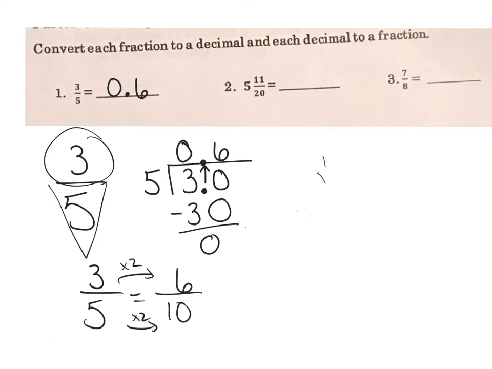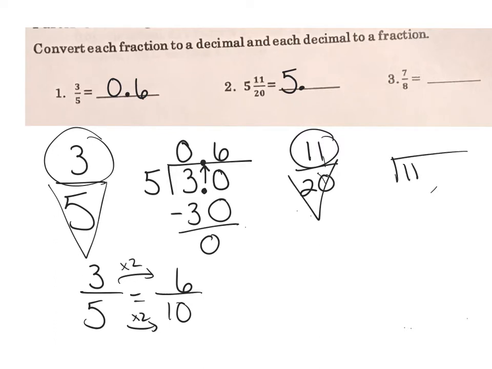Okay, next. We have 5 and 11/20. So the 5 is a whole number. So we write the 5 first with a decimal point. Because the 5 is whole, we don't need to change it into an actual fraction or a decimal. So 11/20, same thing. The 11 goes on the inside. The 20 is on the out.